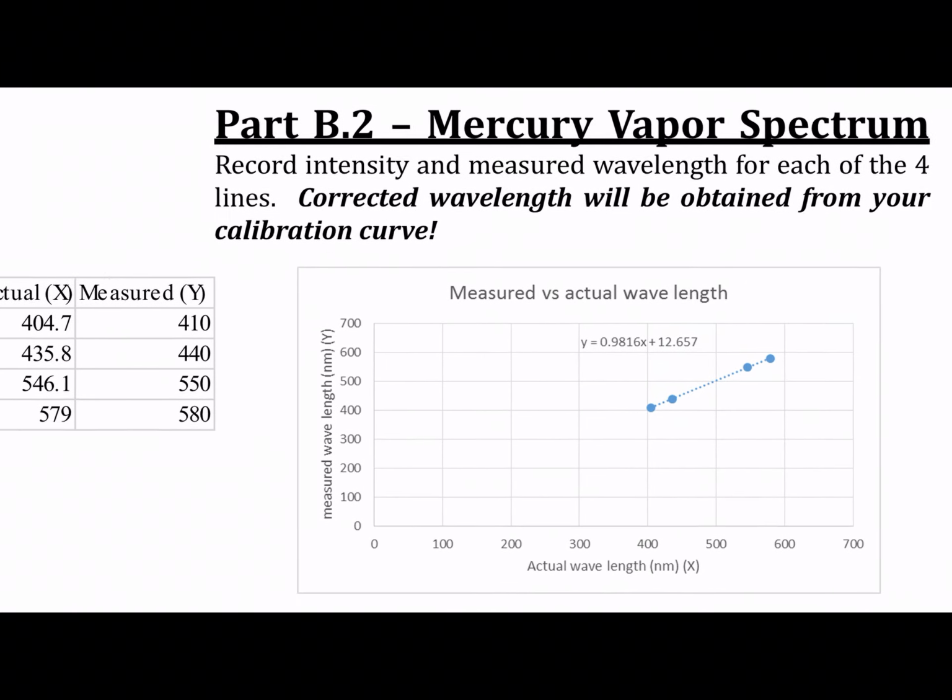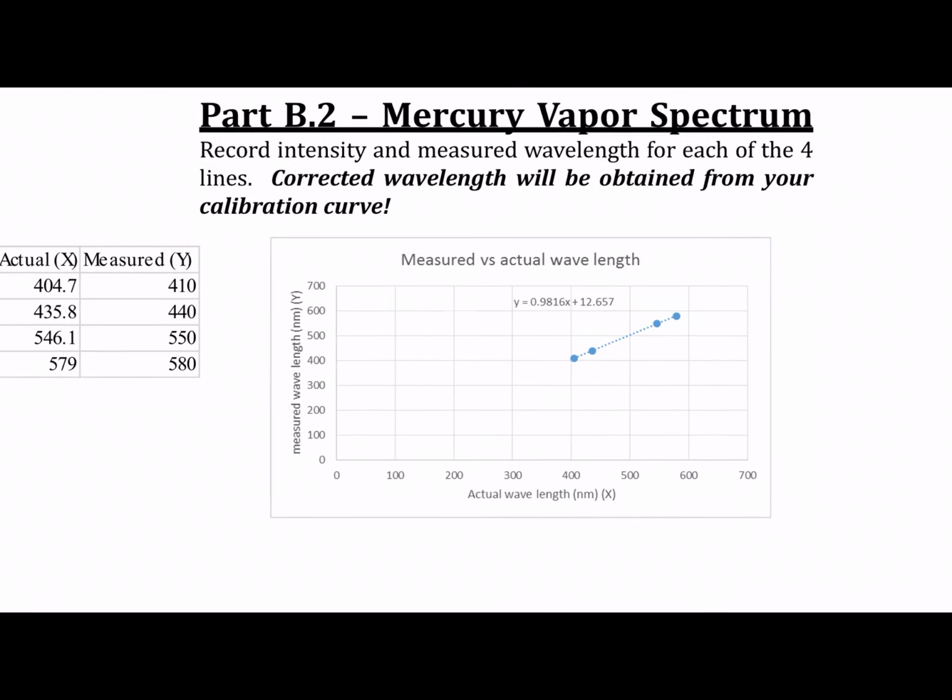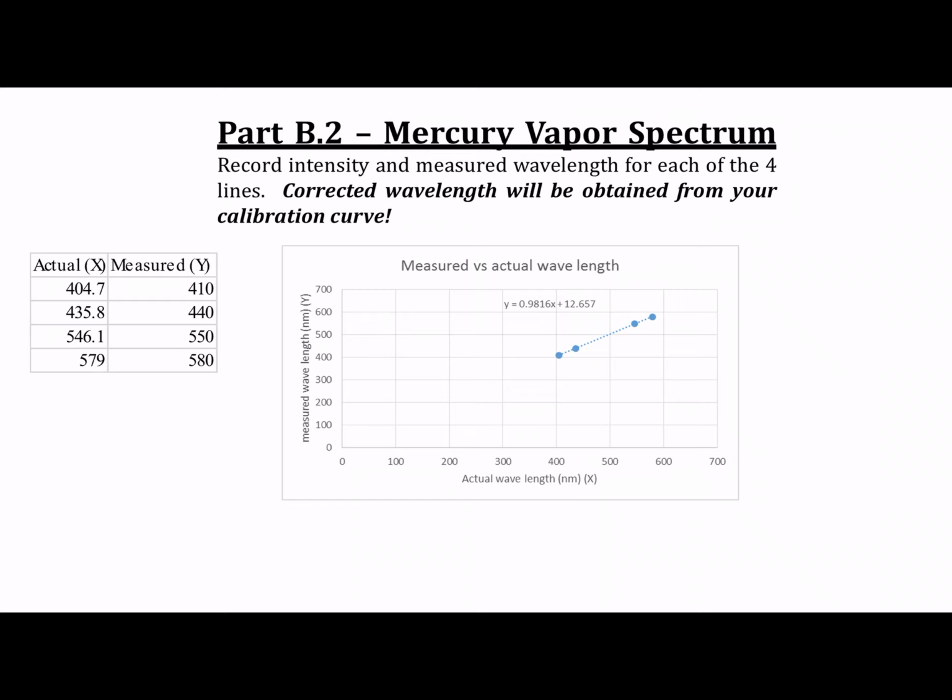I did it on Excel and I am showing you here. This is how the graph should look, and also you need to have a title for the graph and you had to label the axis. Actual wavelength is going to be on the x-axis in nanometers, measured wavelength on the y-axis in nanometers. So actual versus measured. The x-axis would be the actual, the y-axis would be the measured wavelength.